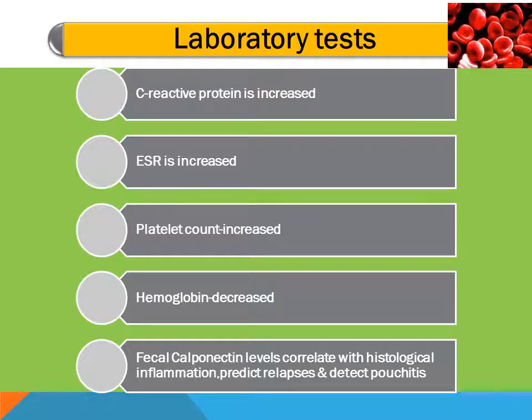As far as lab tests are concerned, C-reactive protein is increased, ESR is increased, platelet count is increased, and hemoglobin is decreased. Fecal calprotectin level correlates with the histological inflammation and predicts relapse.